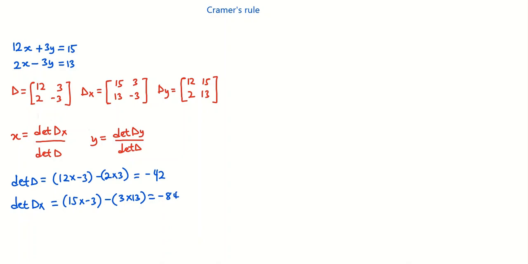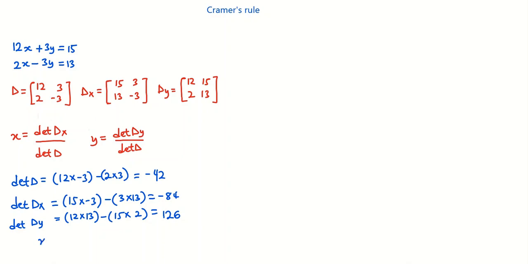Okay, so let's find the determinant of the third matrix D sub y. That will be 12 times 13, minus 15 times 2. So let's simplify this to see what you are going to get. We have 12 times 13 minus 15 times 2. This will also give us a value of 126. All right, so now let's find the value of x and y.